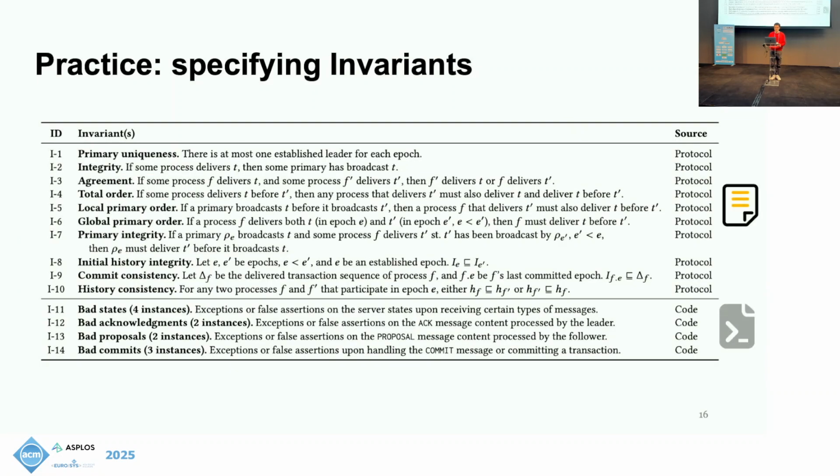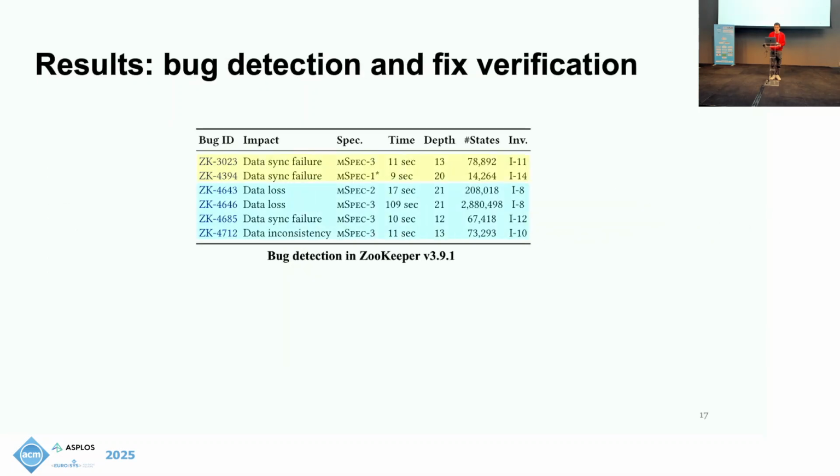We specify 14 invariants that are checked throughout the model checking. 10 of them are safety properties defined by the Zab protocol, and the other 4 are derived from the code, such as the assertions from the code. Using these mixed-grain specs, we detected 6 bugs in the latest version of Zookeeper at that time, including 2 known bugs and 4 new bugs.